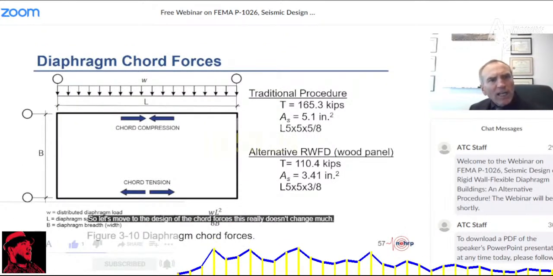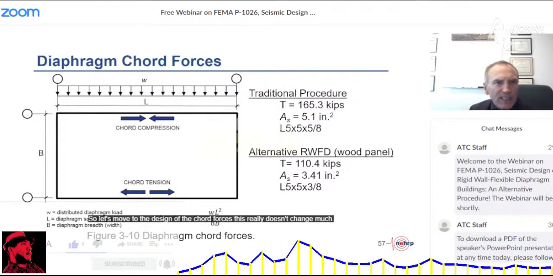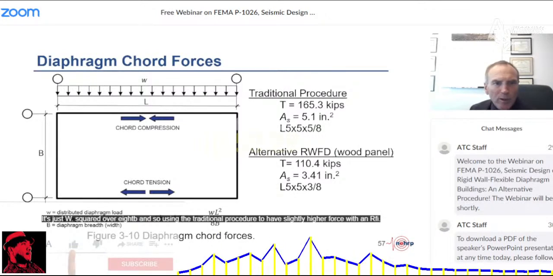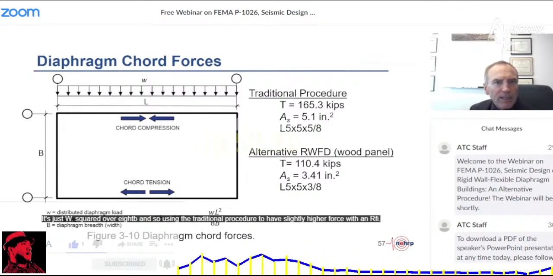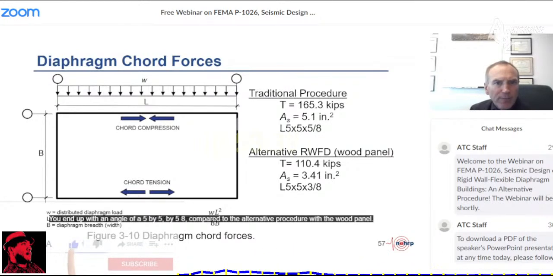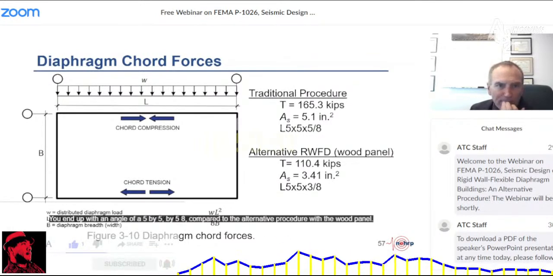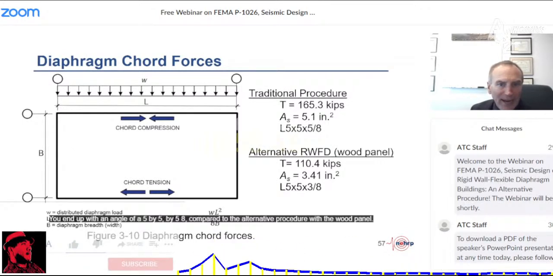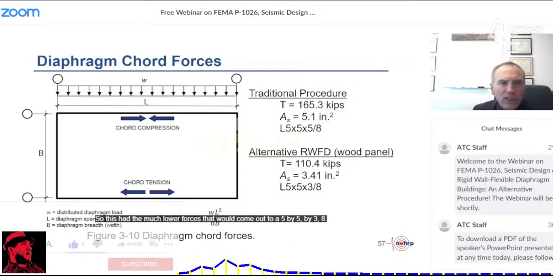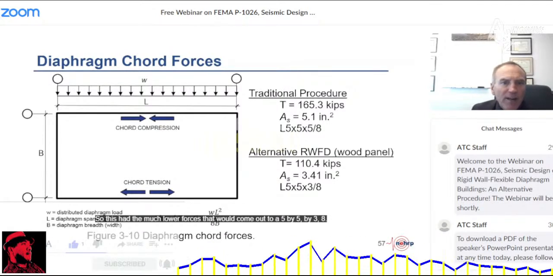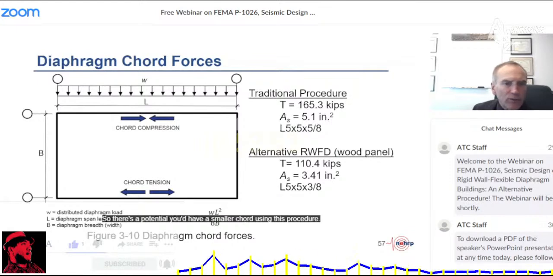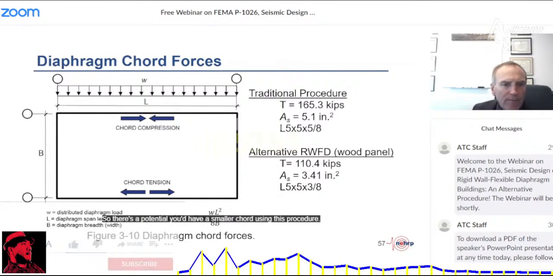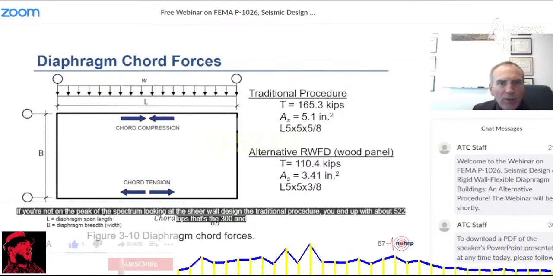So let's move to the design of the chord forces. This really doesn't change much. It's just WL squared over 8B. Using the traditional procedure, you have slightly higher force with an R of 5. You end up with an angle of 5 by 5 by 5/8, compared to the alternative procedure with a wood panel, which had much lower forces. That would come out to a 5 by 5 by 3/8. So there's a potential you'd have a smaller chord using this procedure if you're not on the peak of the spectrum.